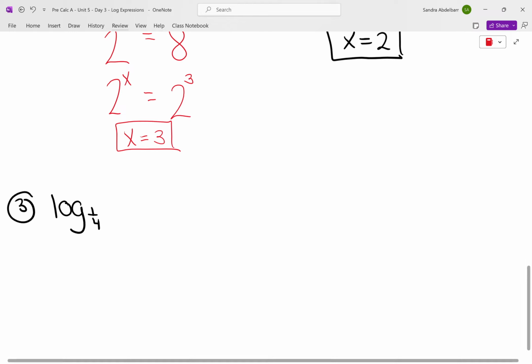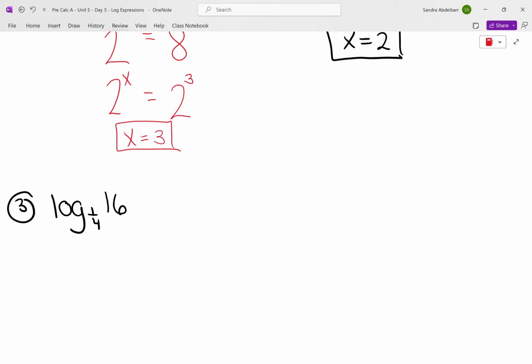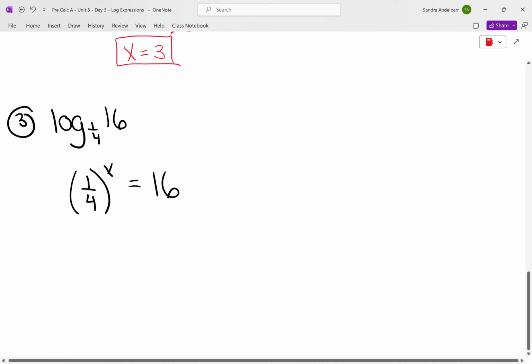So I'm going to have log base 1/4 of 16. So now when we change this to exponential, we're going to have 1/4 raised to the x power is equal to 16. Now remember last class, what did I advise you to do if you had a fraction and there was 1 in the numerator? So like 1 over a number. What did I recommend we do here? Michael? Make it a negative exponent. Good. Make it a negative exponent so it's no longer a fraction.